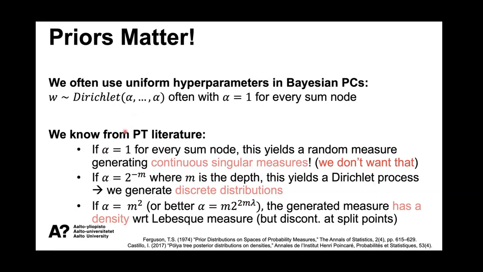So all of this, what people have been doing, is sort of impossible, but actually generates really strange results. And that has also been observed to some extent in the literature, that you have to tweak those parameters and it doesn't really work so well. It turns out there are much better choices, and they tend to be dependent on the depth. Either this alpha parameter decreases or this alpha parameter increases, which has different implications, and we either generate discrete distributions or we generate distributions that have a density.